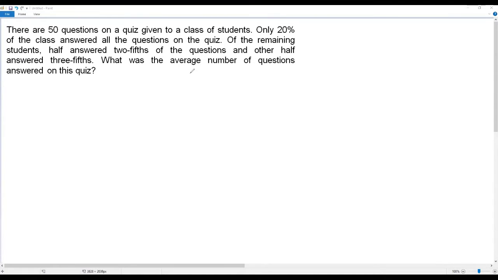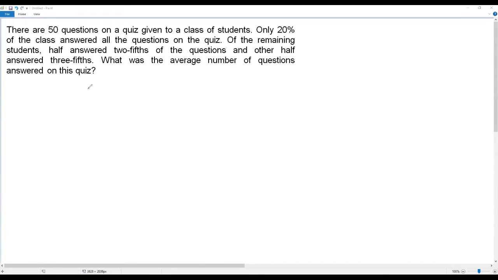Here we have a SAT math question. Okay, let's go with the information. There are 50 questions on a quiz given to a class of students. Only 20% of the class answered all the questions on the quiz. Of the remaining students, half answered 2/5 of the questions and the other half answered 3/5. What was the average number of questions answered on this quiz?